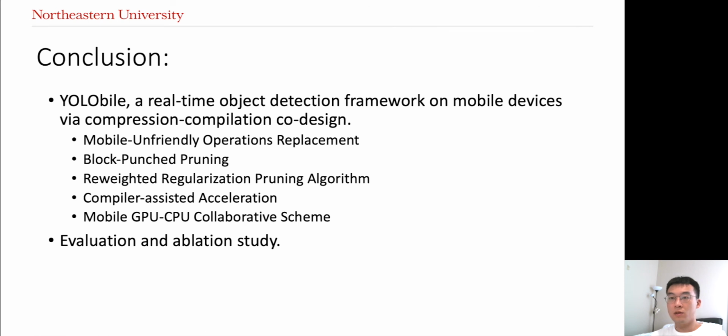In conclusion, in this work, we propose YOLObile, a real-time object detection framework on mobile devices via compression and compilation co-design. Our work includes 5 parts: mobile-unfriendly operation replacement, block-punched pruning, reweighted regularization pruning algorithm, compiler-assisted acceleration, and mobile GPU-CPU collaborative computing scheme. We also do the evaluation and ablation study.